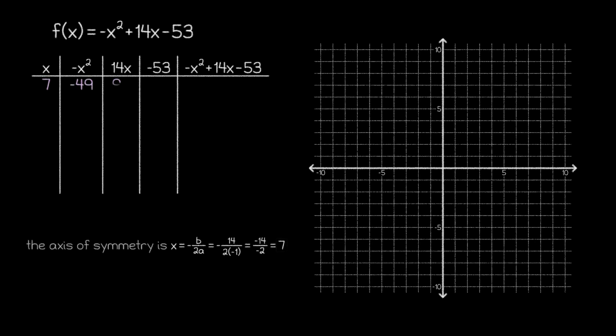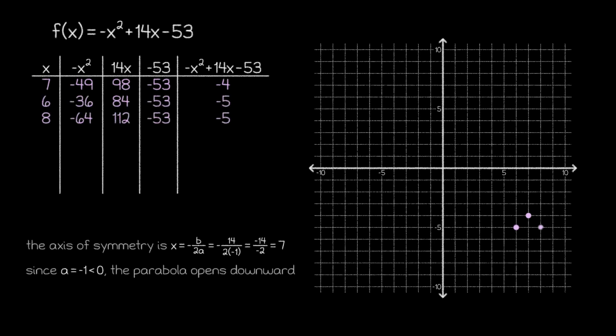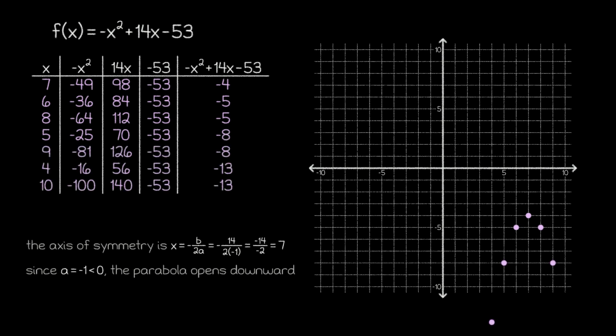And if we plug 7 into our table, we'll get this output, which yields a point that fits on our graph nicely. Then, we'll note that since a is negative, this parabola will open downward. Next, we'll plug in a few additional inputs around 7, which will show us more of the parabola's final shape and allow us to graph the parabola.